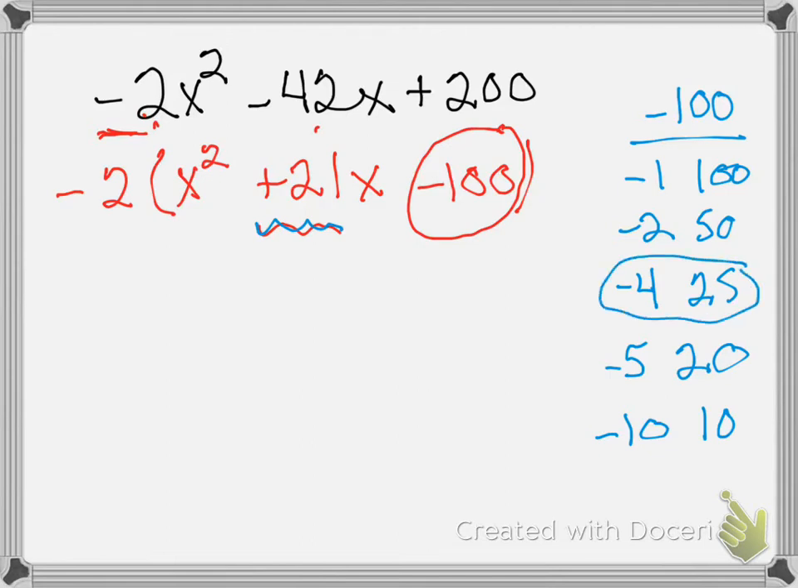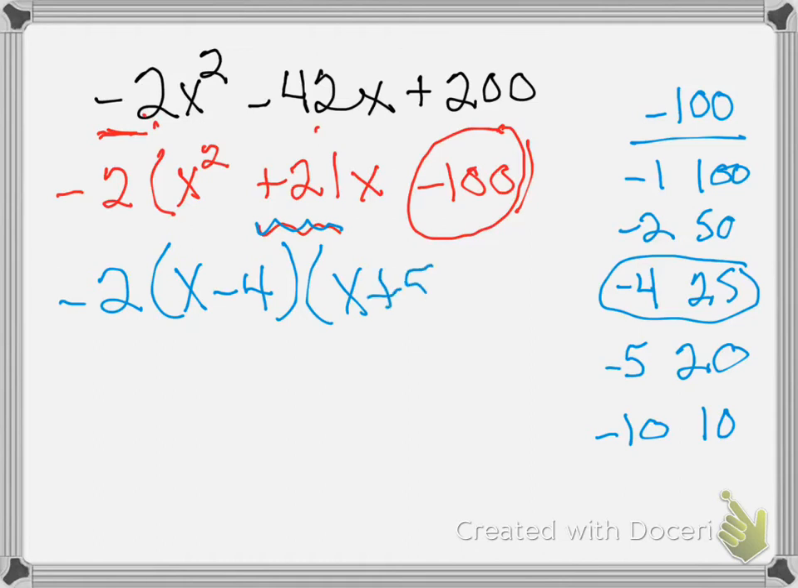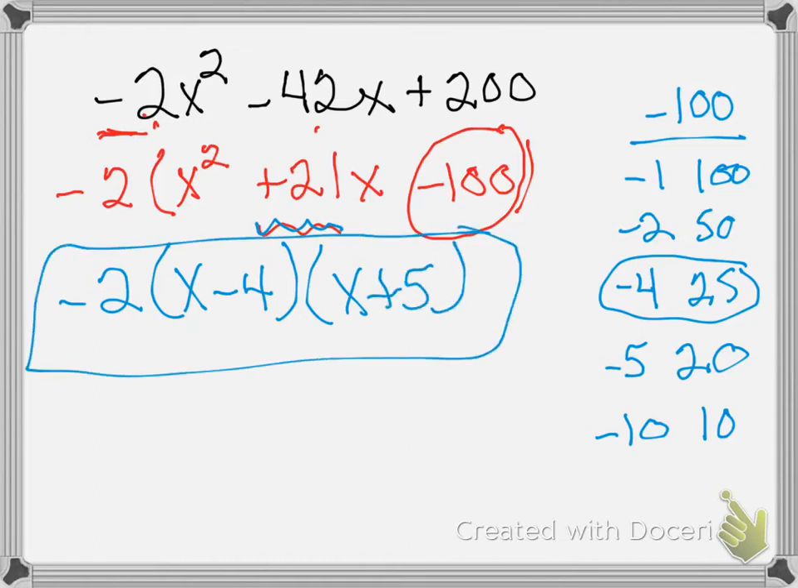Well, that's going to be negative 4 and 25. So those are our two factors. So all you're going to do is bring down that negative 2 and then say x minus 4 and x plus 5. Those three things together are your factors. Those are the factors of that quadratic.